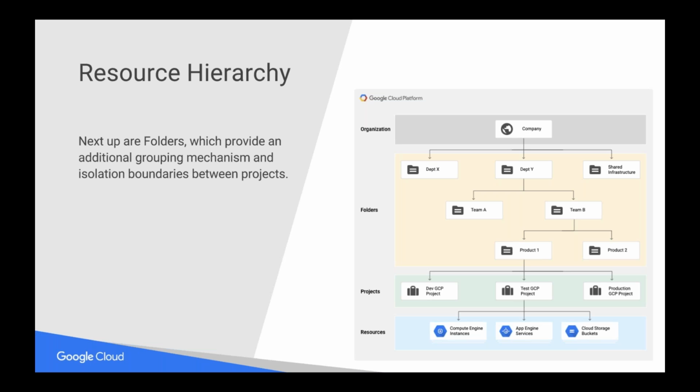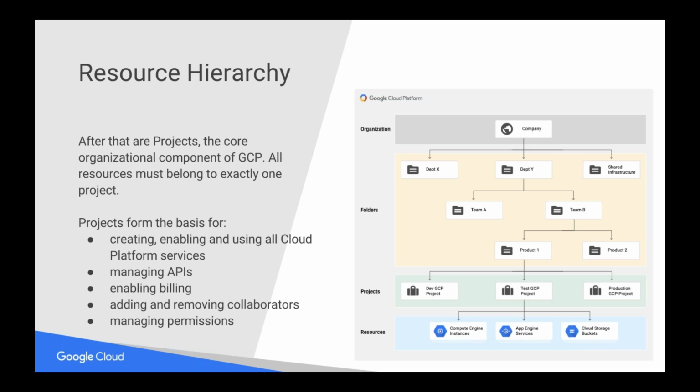Next up are folders, which provide an additional grouping mechanism and isolation boundaries between projects. Folders can contain projects or subfolders, so you can easily model your department hierarchy. Like we saw in organizations, IAM roles granted on a folder are automatically inherited by all projects and folders within that folder.